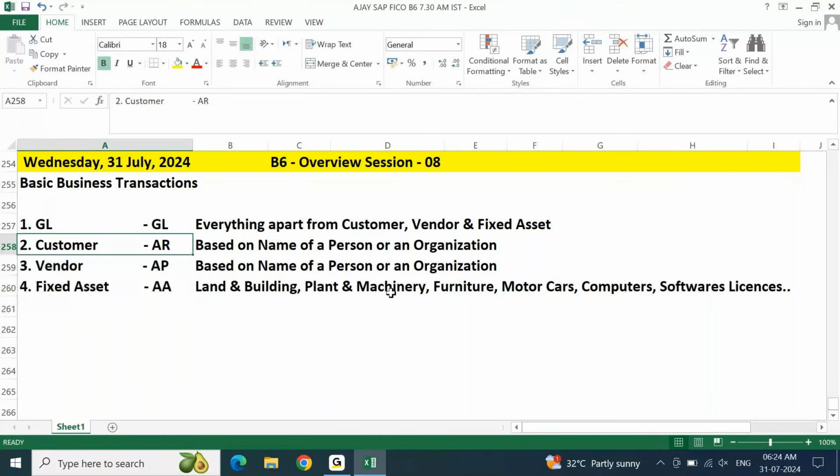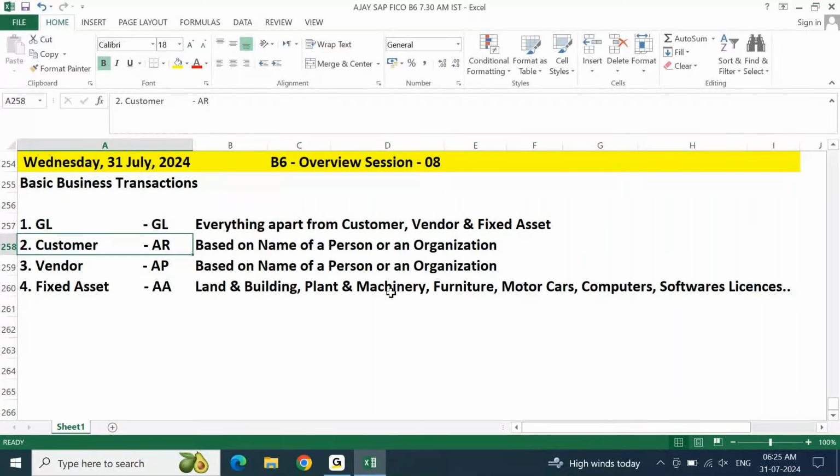Now, after this, you need to understand basic business transactions. From the basic business transactions, we understood GL, customer, vendor, fixed asset. Whenever you're dealing with anything with a customer account, wherever you find customer, it is represented as AR or accounts receivable. When we're talking about accounts receivable, usually you will have sales.